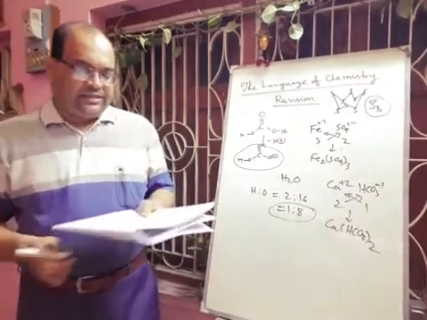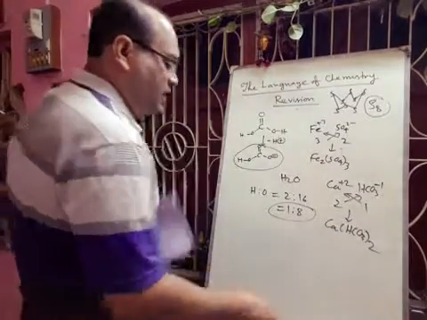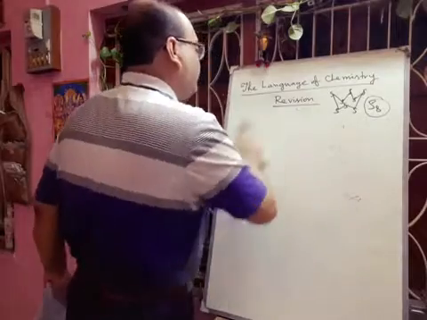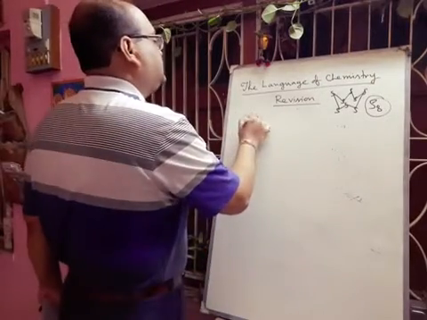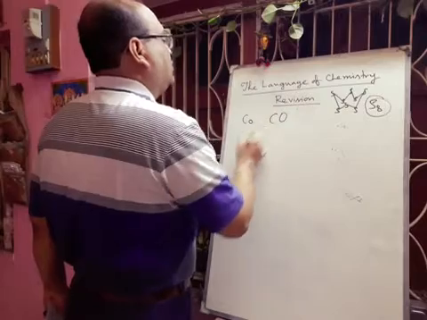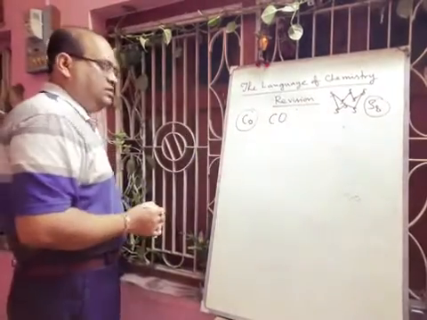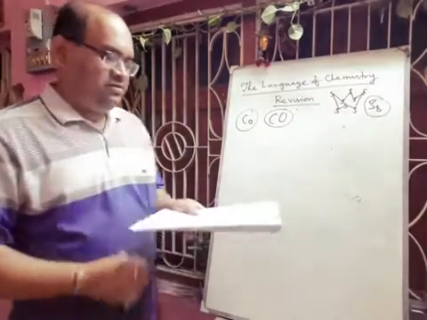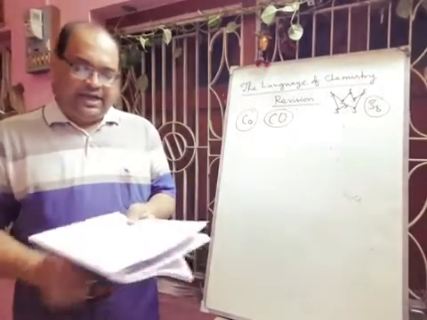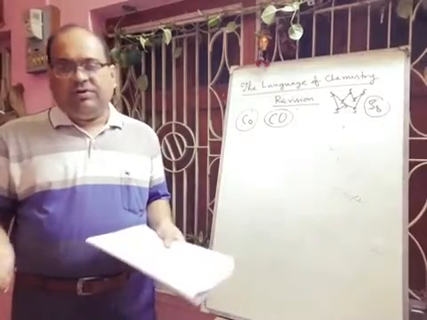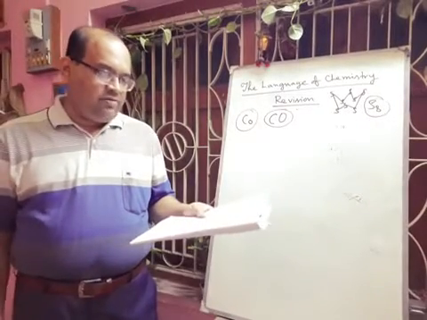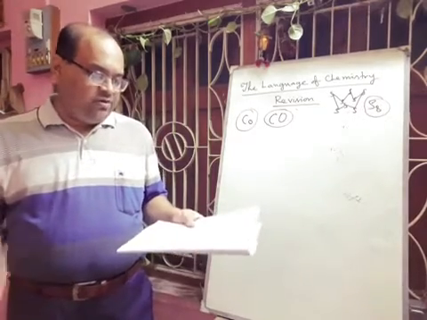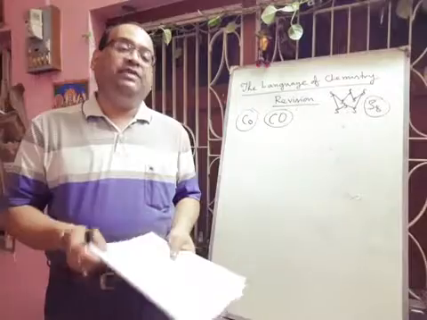Next one is given: Co and CO. One is written Co, another is written capital C capital O. Co represents one cobalt metal atom, so this is indicating cobalt, and CO is one molecule of carbon monoxide. Hope you can understand the difference. Next one is: formula of iron 3 oxide. It is written wrong, that the formula of iron oxide is FeO, but it will be iron 3 oxide. So the formula of iron 3 oxide will be Fe2O3, that you have to write.